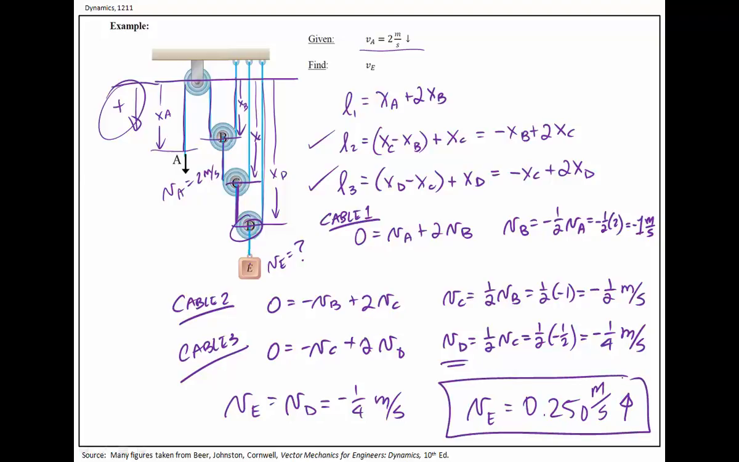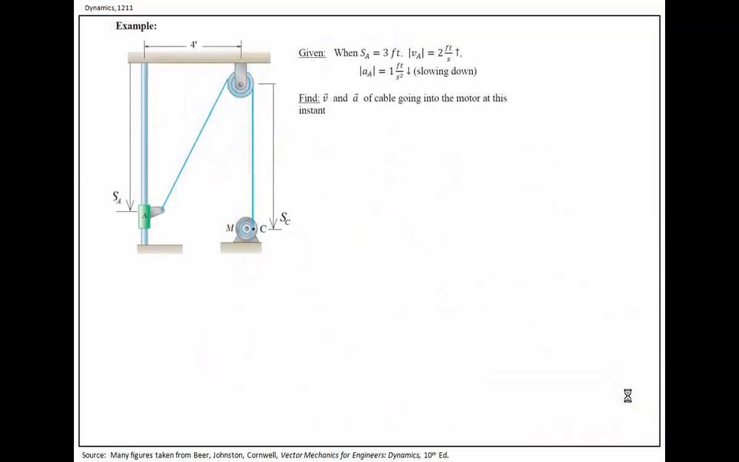Now, lastly, we have an example here. I'm not sure where that came from. It's got a little bit of a twist to it. You have to think it through a little bit, because now the length of this thing is going to be changing, actually, because it's being wound up from a motor.